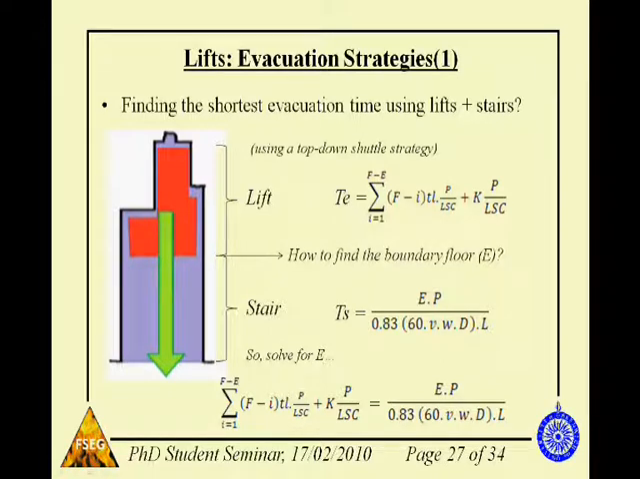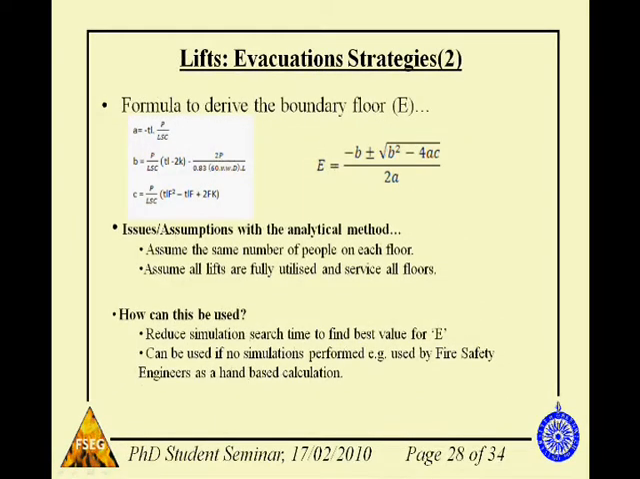And what we came up with was TE, which is the time to evacuate the lift part of the building, and we also came up with TS, which is the time to evacuate the stair part of the building. And what we want to do is find out what value of E, and this is our boundary floor, where everybody above this floor will use the lift and everybody including and below that will use the stairs. We want to find out a value for floor E where the time to evacuate the stair section of the building equals the time to evacuate the lift section of the building. So we can solve for the equations below for E. And actually we can do this. We can actually put it into a form of a quadratic and solve it accordingly.